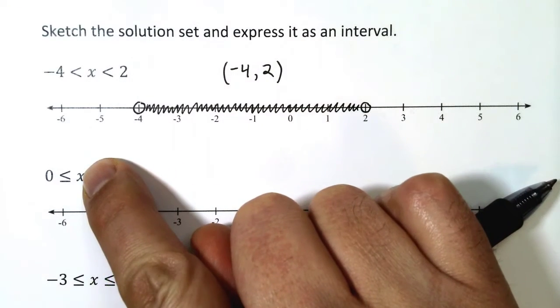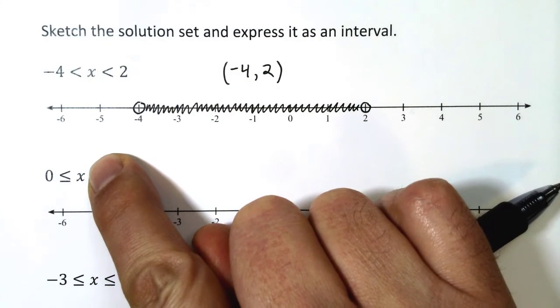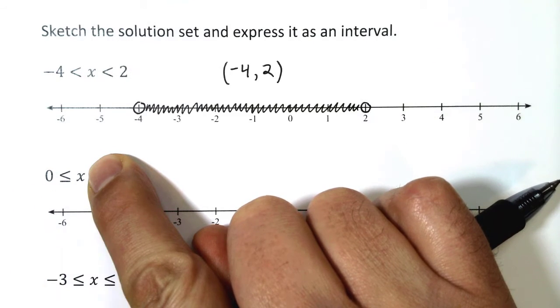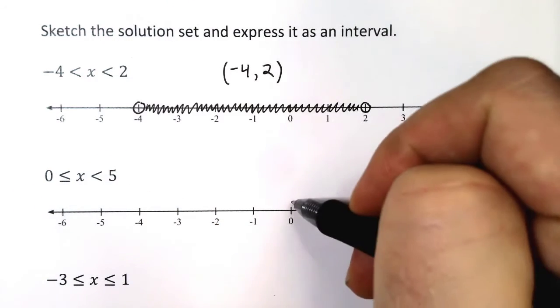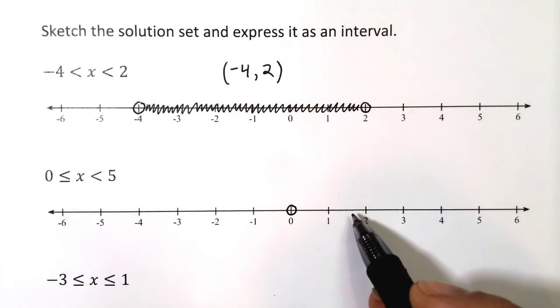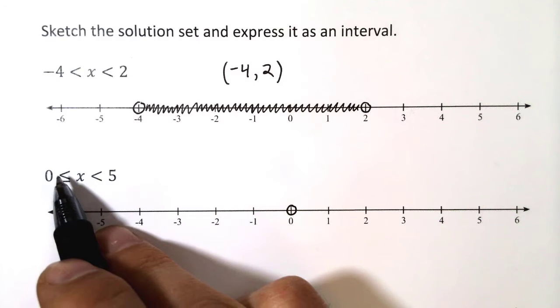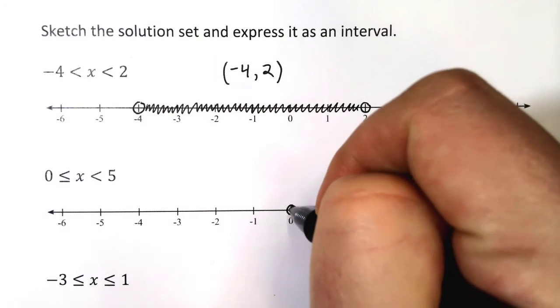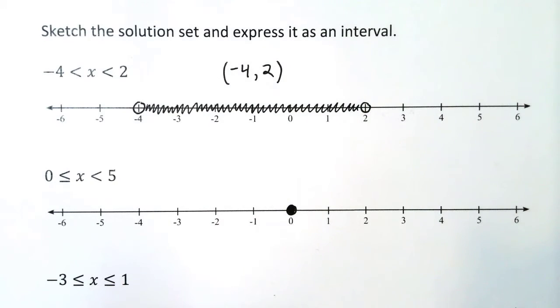So let's read the first part. 0 is less than or equal to x. That means that 0 is to the left of x. So that means x is to the right of 0. So I'm going to plot x to the right of this point. Now x could equal 0. That's what that little line there means. 0 is less than or equal to x, and so I fill that in.